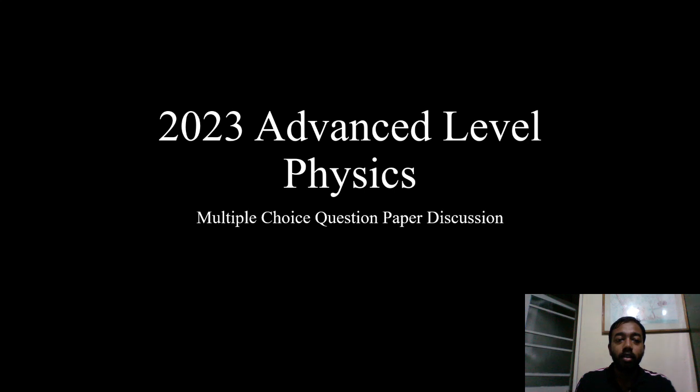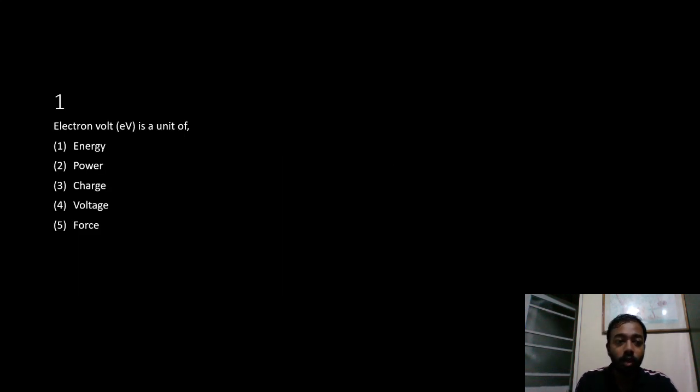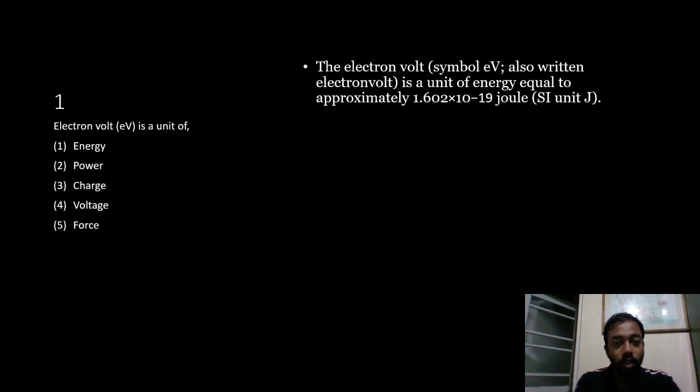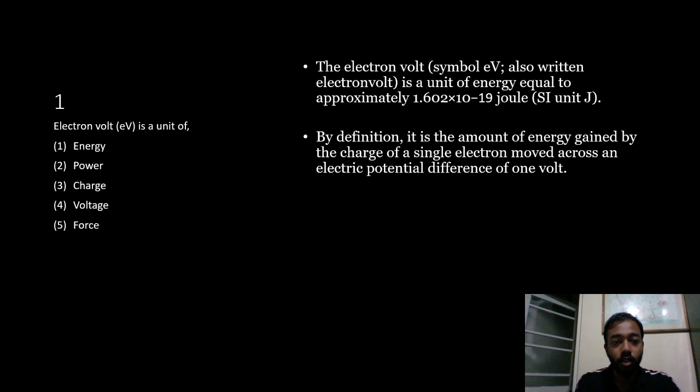So today we'll discuss the 2023 Advanced Level Physics MCQ paper. The first question is, electron volt is a unit of. This question was asked several times in the past papers. Electron volt is actually a unit of energy.